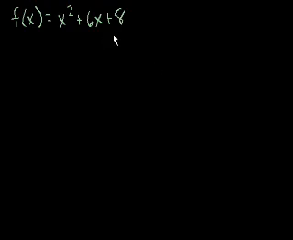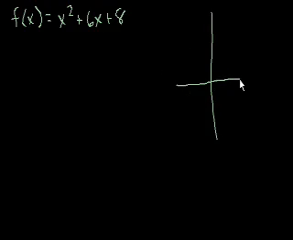Now if I were to graph f of x, the graph is going to look something like this. I don't know exactly what it's going to look like, but it's going to be a parabola, and it's going to intersect the x-axis at a couple of points, here and here. And what we're going to try to do is determine what those 2 points are.